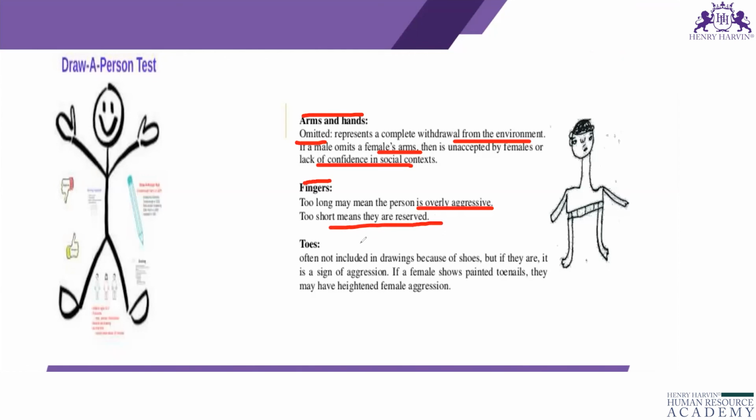Fine. And there are chances that we don't make the fingers at all, right? Have you made the fingers? Toes are often not included in drawings because of shoes, but if they are, it is a sign of aggression. If a female shows painted toenails, they may have heightened female aggression, right? So if you are making the fingers or the toes, they represent aggression.